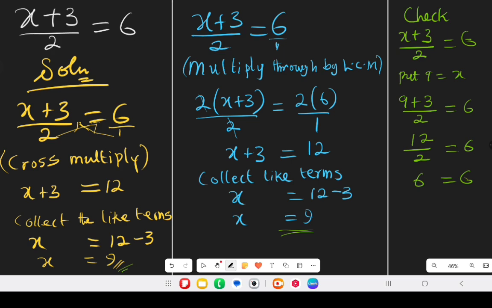Now do this for me and leave your answer in the comment section. (x + 5)/3 equals 2. Use any of the methods, you will arrive at the same answer.